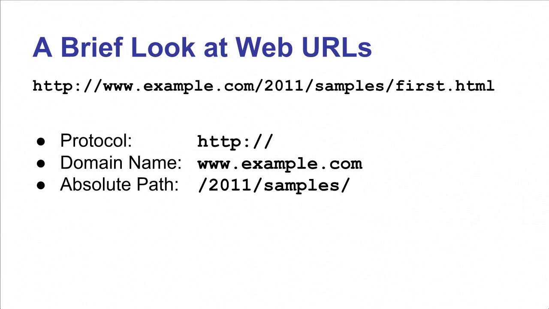You can imagine the path as specifying folders on a hard drive. Here we're asking for the samples folder, which is inside the 2011 folder. The last part is the document, which you can think of as a file name for now. In practice, we can often leave off the document, letting the web server figure out what we want just from the path.